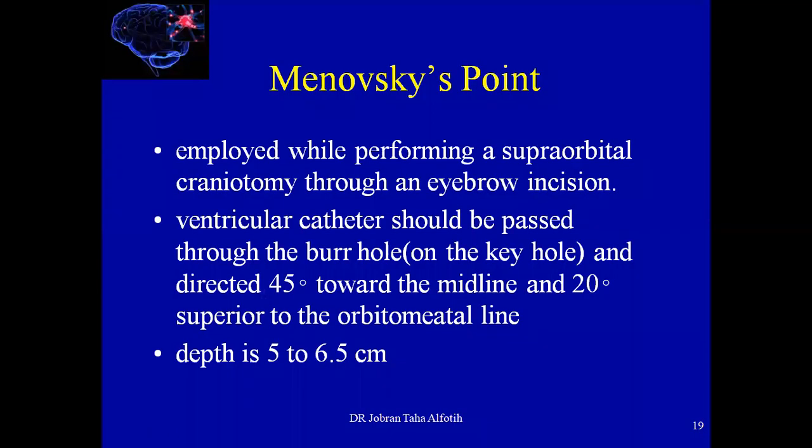Another point is Minovsky's point, used while performing supraorbital craniotomy, where we can go through the eyebrow. We use this Minovsky's point. The catheter should be passed through a burr hole, especially the keyhole, and directed 45 degrees towards the midline and 20 degrees superior to the orbitomeatal line. The depth will be 5 to 6.5 centimeter, or according to the ventricle size.